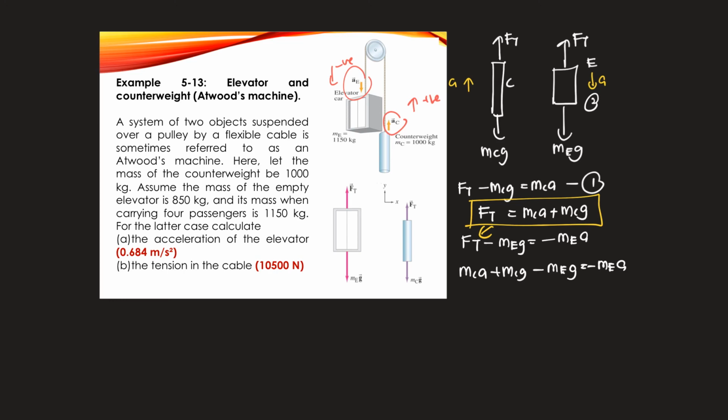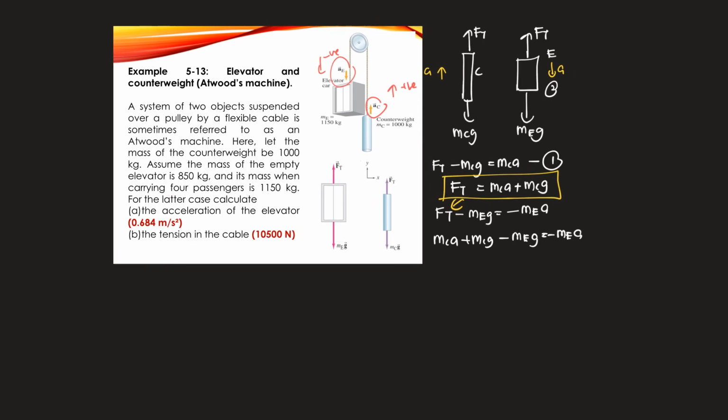Okay, so the question asks you to find the acceleration, so you put acceleration on one side. You are going to get mc a plus me a equals me g minus mc g. For the question asking for acceleration, just factorize, so you are going to get a equals to (me minus mc) g over (mc plus me). So for this one you're going to get 9.81.